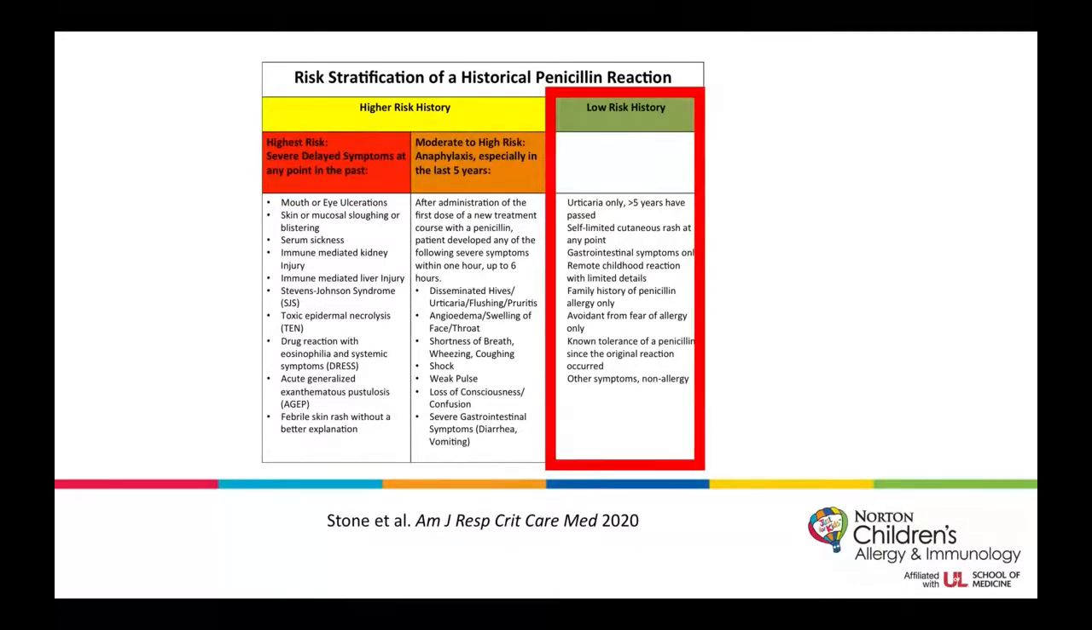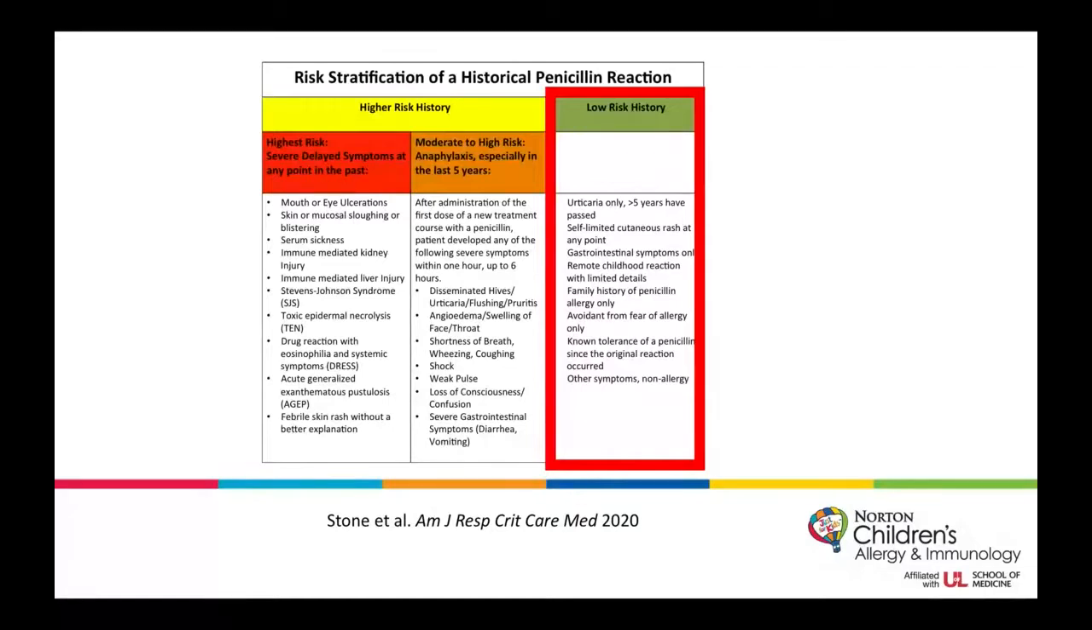I highlighted the low-risk history because greater than 90% of the patients with a drug allergy will have a low-risk history. In kids, we usually see a rash that started several days after starting an antibiotic, and then lasted for several days even after switching the antibiotic. That's greater than 90% of those drug reactions. Even urticaria lasting for several days is a low-risk reaction.